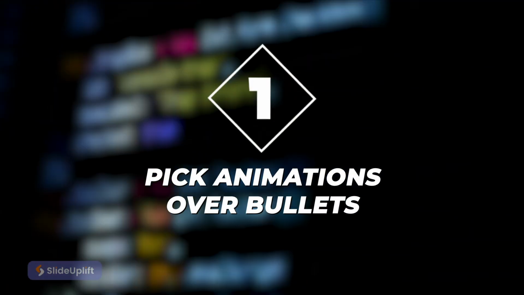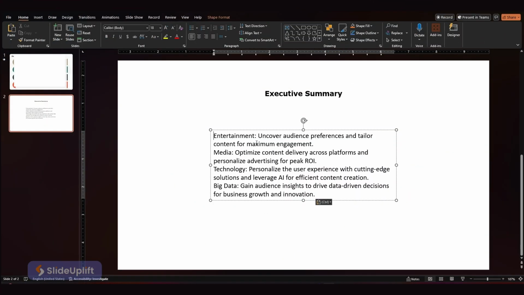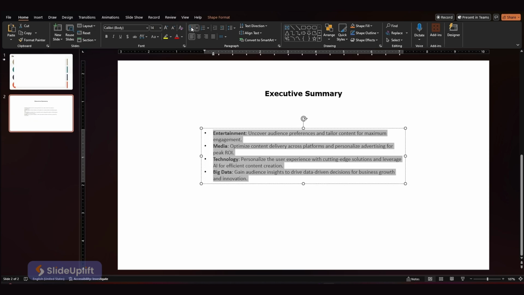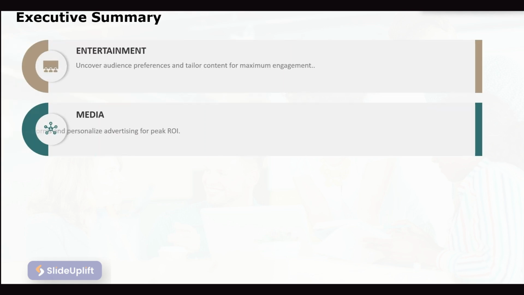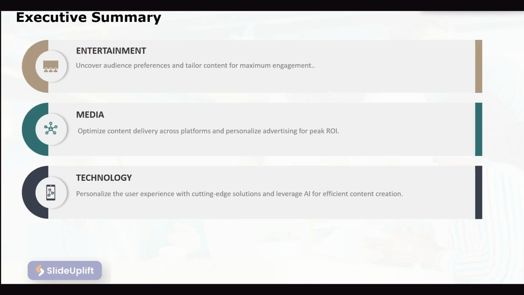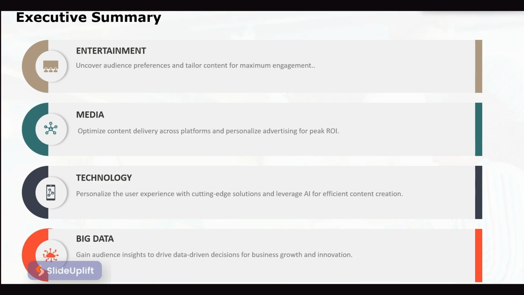First up, bullet points. We've all seen those slides overflowing with bullet points. Let's be honest, they can be a snooze fest. Instead, try using animations to reveal key information step by step. This keeps your audience engaged and focused on the specific point you're making at that moment.